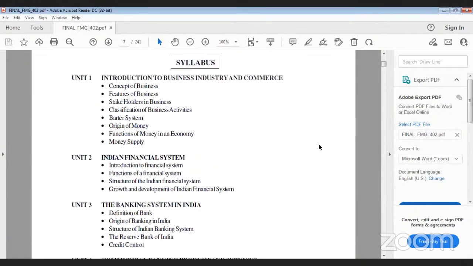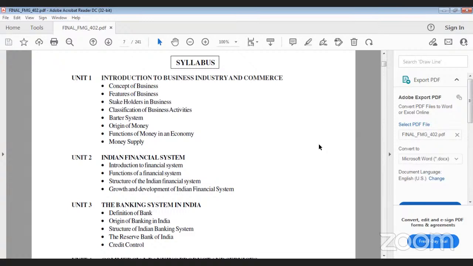Yes, we started with the introduction to business, industry, and commerce. In that, the concept of business, features of business, stakeholders of business, classification of business activity, barter system, origin of money, functions of money in the economy, and money supply. These first units we already finished.